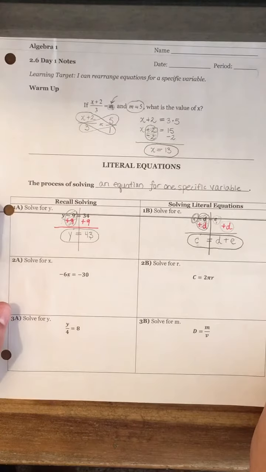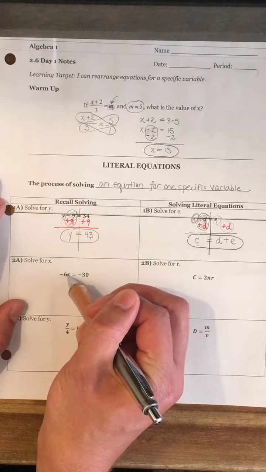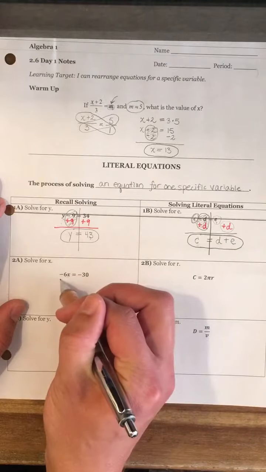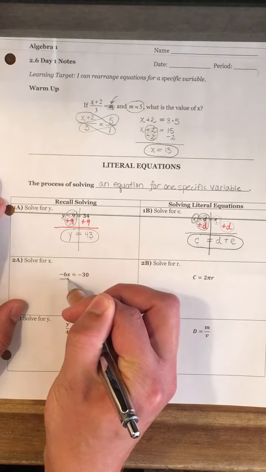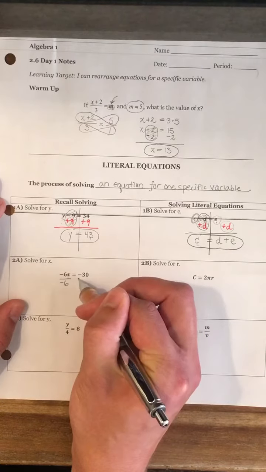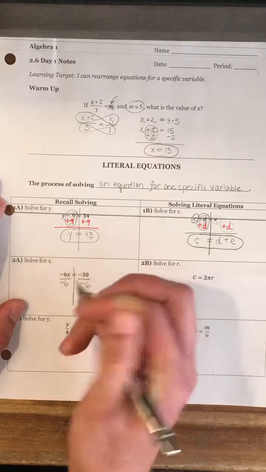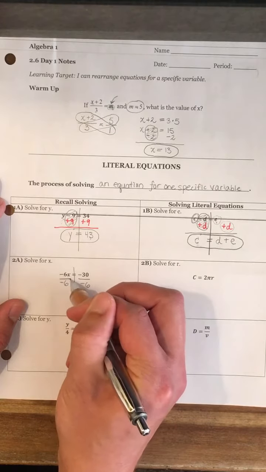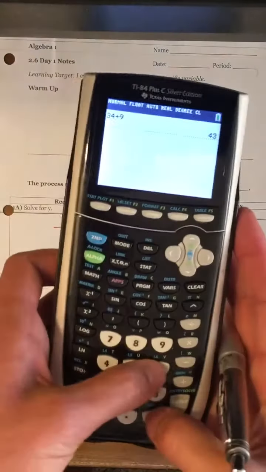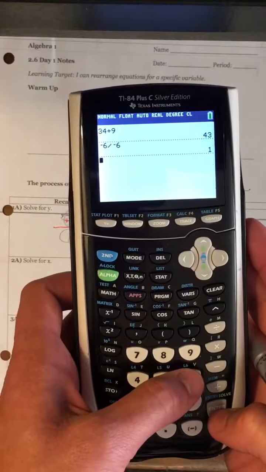Well, to get x by itself in this case, I have to do the inverse operation of multiplying by a negative 6. The inverse of multiplication is division. So to get x by itself here, I have to divide both sides by that coefficient in front of x, the negative 6. And when I do that, negative 6 divided by negative 6 is just 1. Any number divided by itself is just 1.